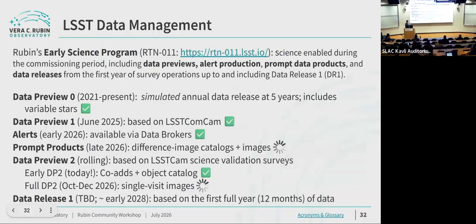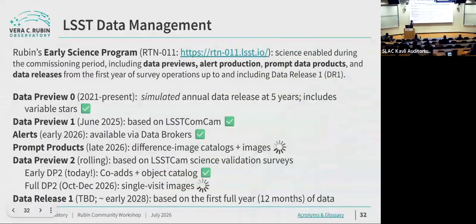So to give you an idea of what we're talking about when we say data previews, all of our data releases and data previews are governed by our early science program. This includes, so far, Data Preview 0. This is all simulated data, where we've taken universe simulations and produced realistic data releases based on them. That's available now.